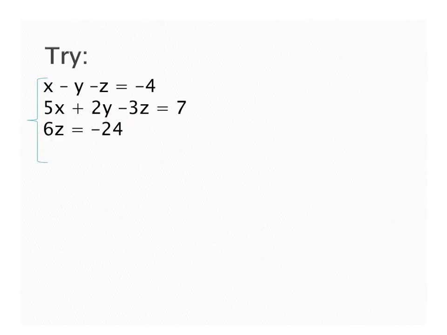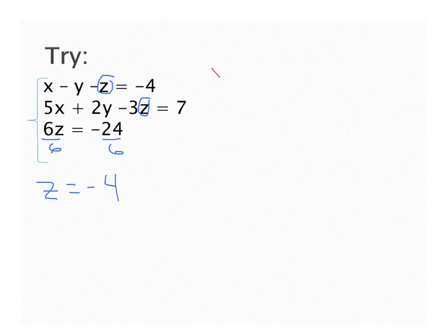Right here I have 6z equals negative 24. I can solve for z very easily. I just divide by 6. When I divide by 6, I get z equals negative 4. Now I can plug this negative 4 into this z and this z very easily, and now I have a system of just 2 equations.